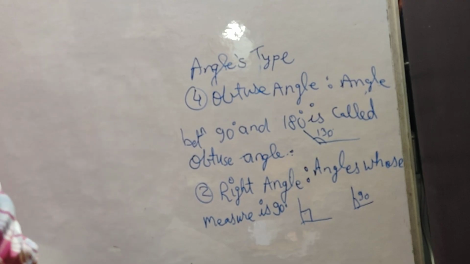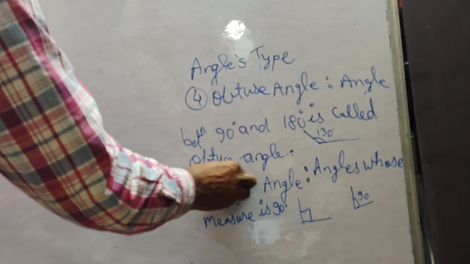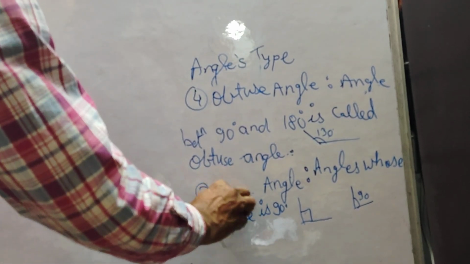So what is the measure of a right angle? Could you tell the answer? The measure of a right angle is 90 degrees.